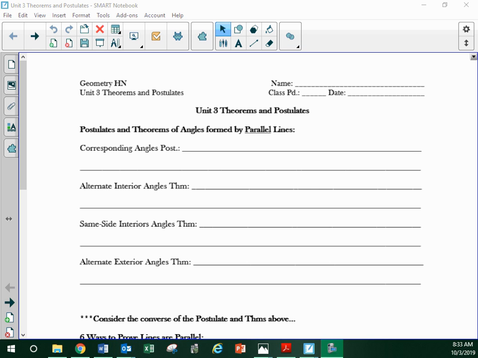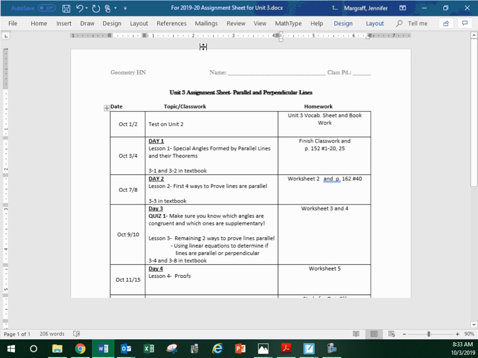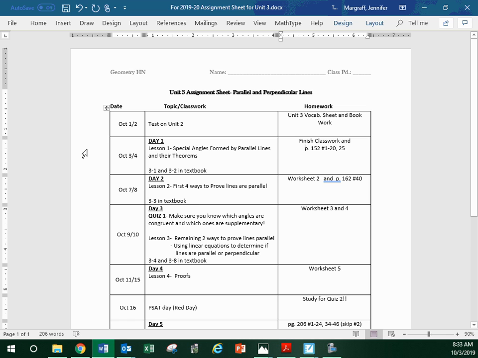Before we dive into going over our homework, I want to go ahead and bring up the assignment sheet for you so you can see it. You will have an assignment sheet for you next class. But this is the current tentative pacing, so obviously you had your test last class.